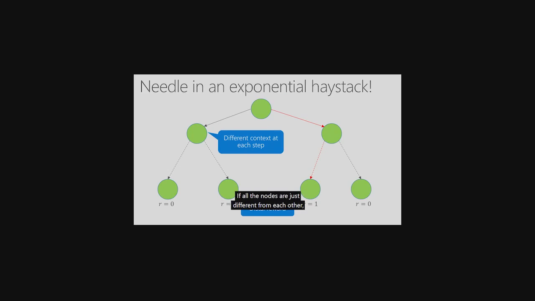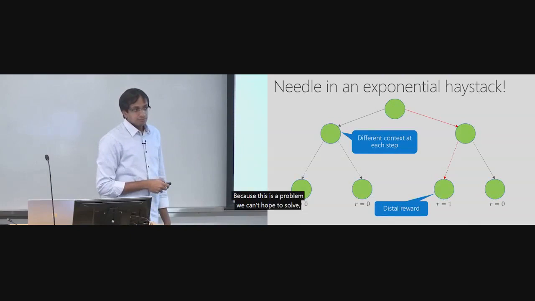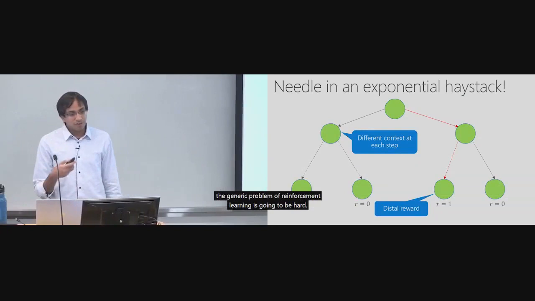And if all the nodes are just different from each other, then basically the only way you find the golden path is by trying all paths in the worst case, right? So you will need to sort of traverse these exponentially many paths. There is nothing that allows you to collapse them. There is nothing that allows you to generalize across them. And this is a problem that a hypothetical reinforcement learning agent which solves the intersection of these three challenges would be able to solve. And because this is a problem we can't hope to solve, the generic problem of reinforcement learning is going to be hard.